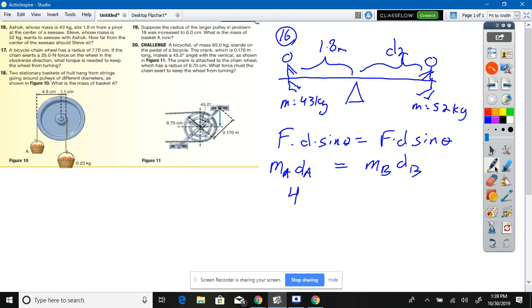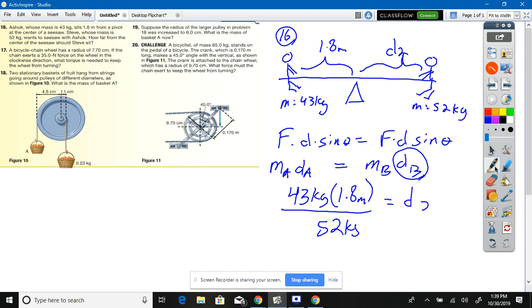You tired? So 43 kilograms. We are solving for distance of B. We're solving for distance 2. I'm sorry, I switched letters and numbers on you, Chris Parham. So times 1.8 meters divided by 52 kilograms is equal to my distance 2. What'd you say? 1.5 or 1.49? I'll take 1.5. 1.5 meters. Okay, so that's just a little cheat code for you all.